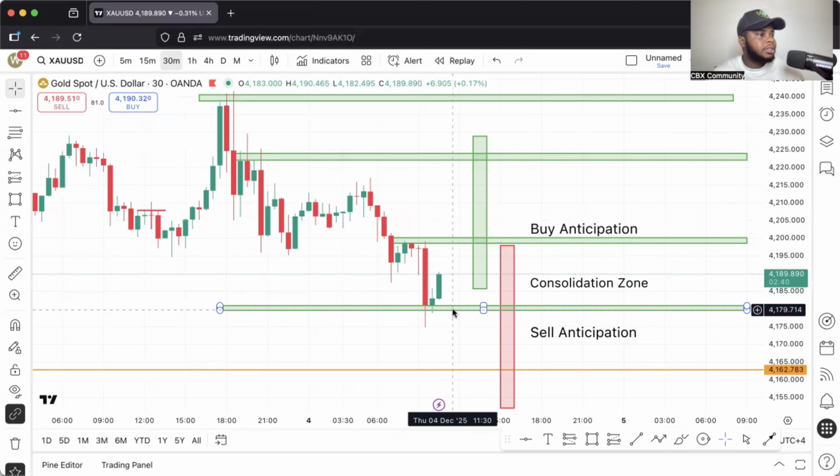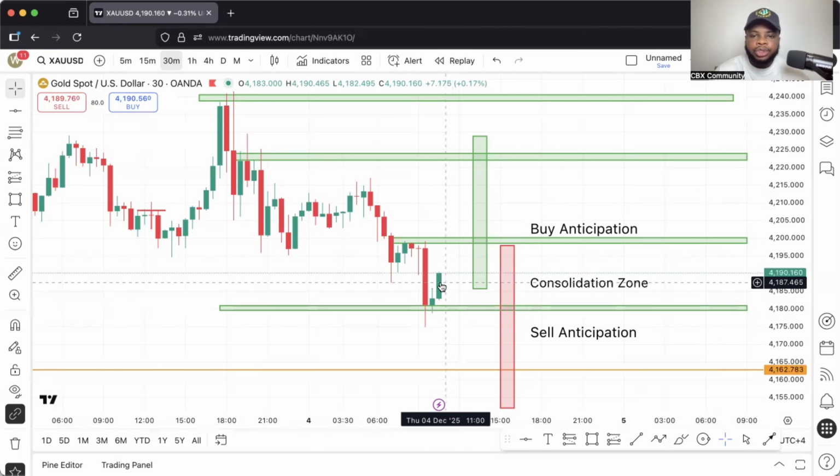Let's be patient. Let's see how this candle will close before we can anticipate taking a position. But if this candle should continue to go up and break this resistance zone before it closes, we are not going to do anything. We need to wait for the candle to close before we can take a position. So for now, we don't need to do anything. Let's just be patient until this candle closes.